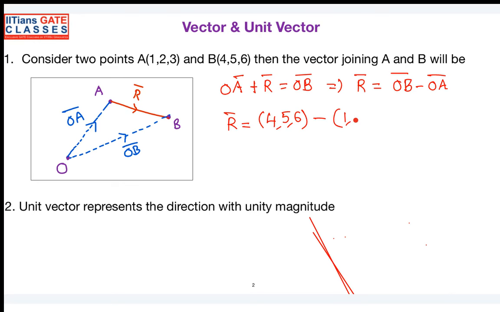So what will be the value? The simple hint is, when you want to write a vector joining from A to B, the vector can be written as the final point minus the initial point. The final point is OB bar and the initial point is OA bar. So OB bar is 4, 5, 6 and OA bar is 1, 2, 3. What will be the value here? 4 minus 1, 3; 5 minus 2, 3; and 6 minus 3, 3.